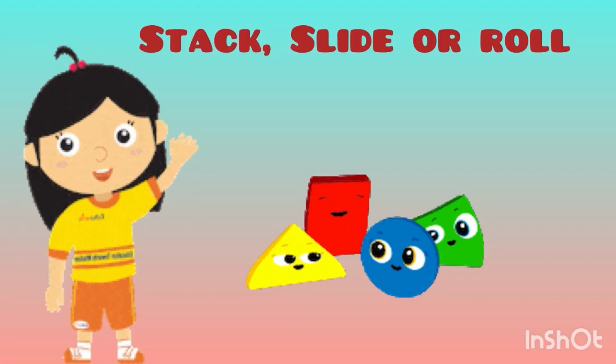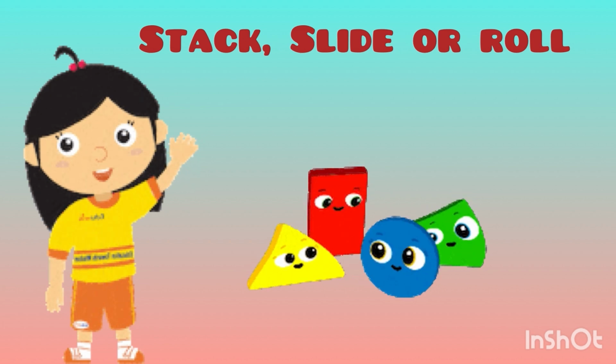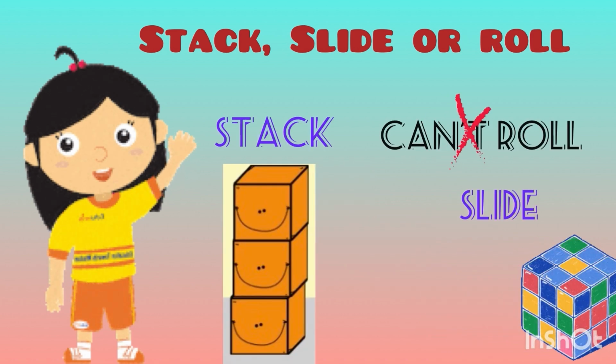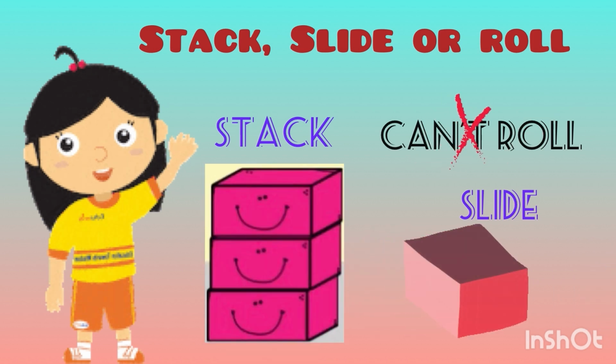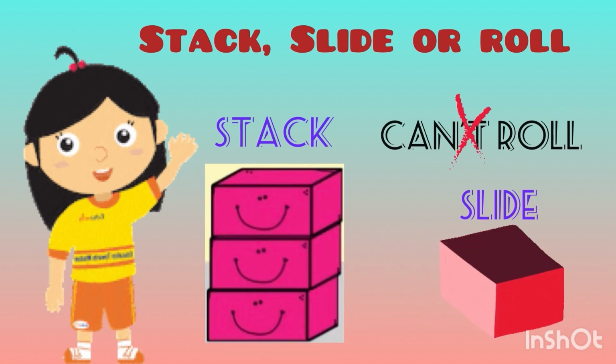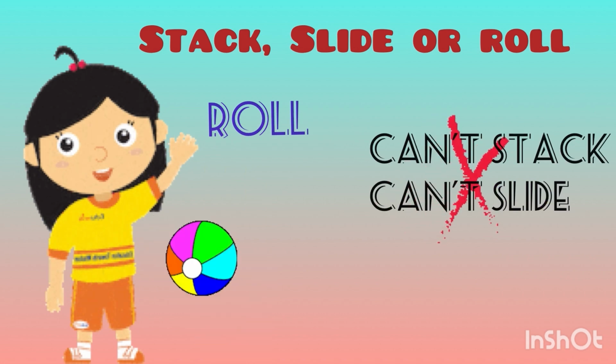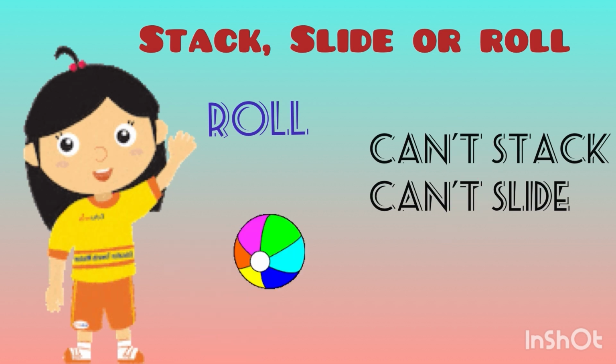So come kids, let's see which 3D shapes can stack, slide or roll or can do all of them. So first comes cube. Cube can stack, slide but can't roll. Then comes cuboid. Cuboid can also stack, slide but can't roll. Next comes sphere. Sphere can only roll. It can't stack and can't slide.